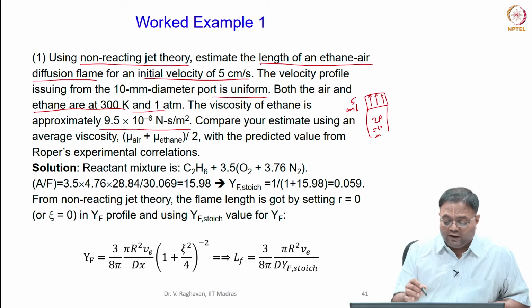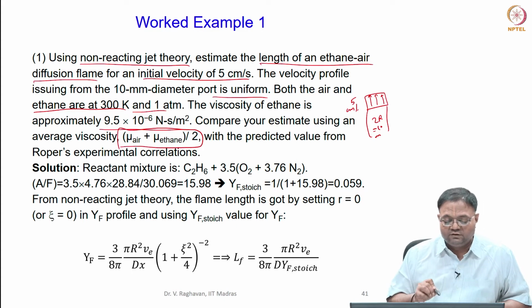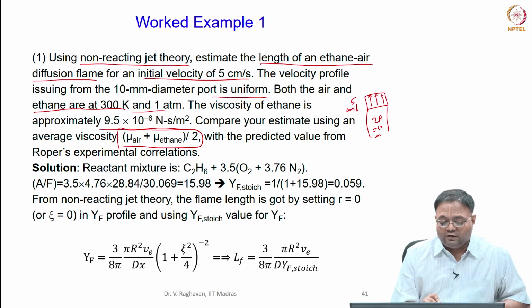Anyway, you have to calculate the flame length basically by using a mixture viscosity like this. The viscosity of the ethane is given. Try to take the viscosity of the air from a table at the same temperature, 300 Kelvin. Then you get the average viscosity calculated as mu air plus mu ethane divided by 2.